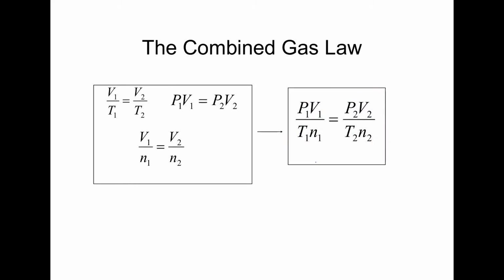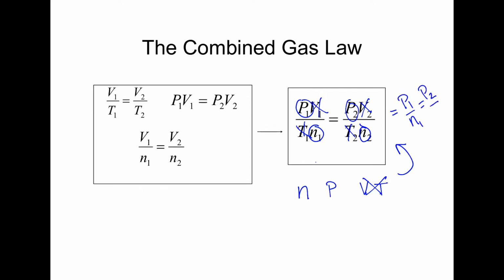Now say I'm reading a problem and the problem mentions moles changing and pressure changing, but volume and temperature were not mentioned. I can just go to the combined gas law and I circle my moles and my pressure and I cancel out everything else. And what I get is P1 over N1 equals P2 over N2. So the combined gas law can get you any of the individual gas laws and some others that didn't get names.